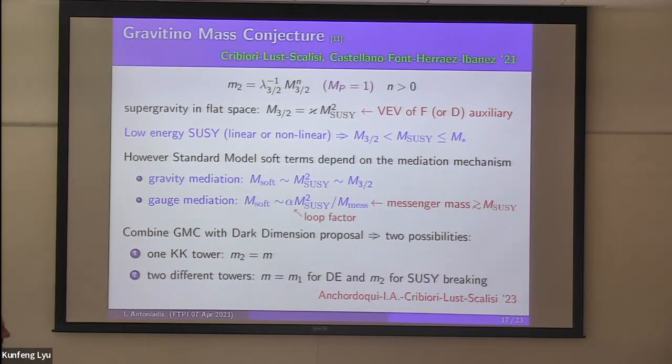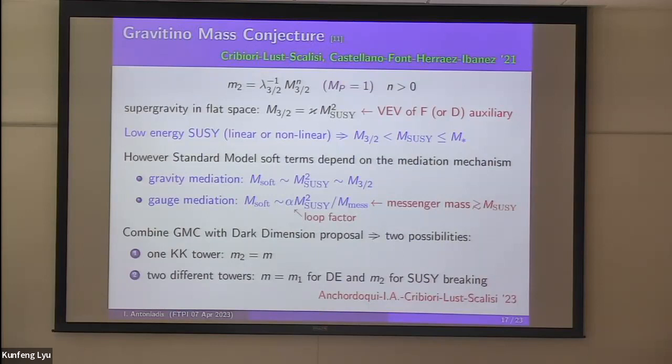Again, this M SUSY does not determine what the superpartner masses are because it depends on the mediation mechanism. So, for instance, in gravity mediation, the soft masses go like M SUSY squared over the Planck mass, and therefore they are of the order of the gravitino mass. While in gauge mediation, the Planck mass, which is implicit here, is replaced by the messenger scale. In the case where the messenger mass is of the order of the SUSY scale, then the suppression is just a loop factor. So the proposal was to combine this gravitino mass conjecture with a dark dimension.